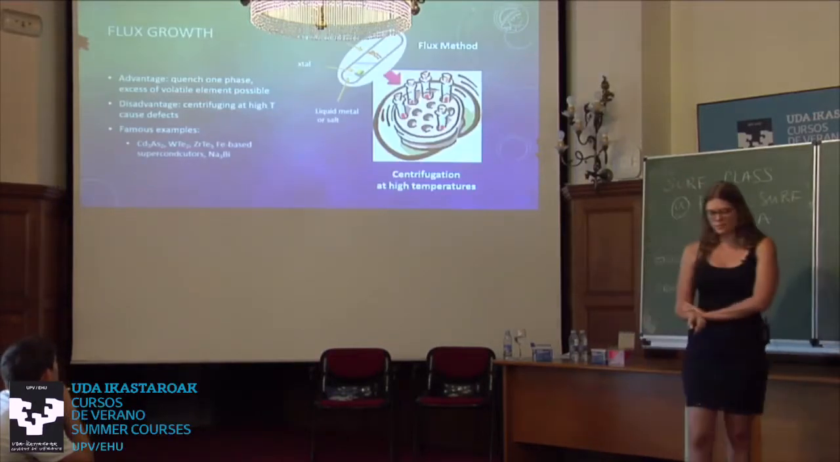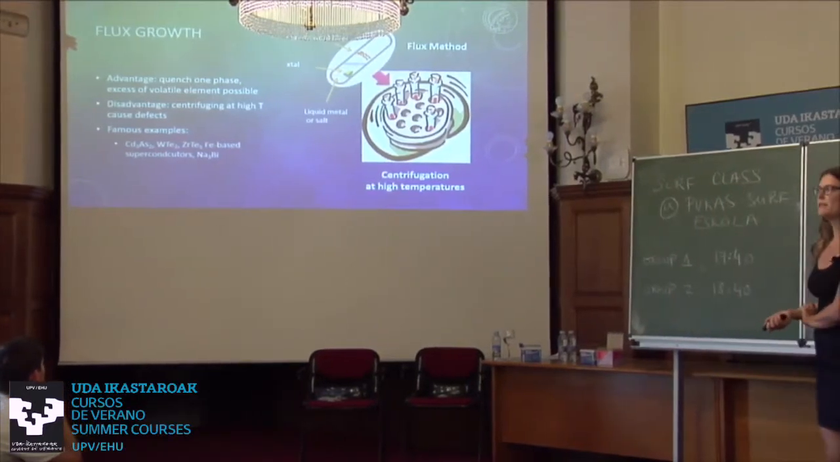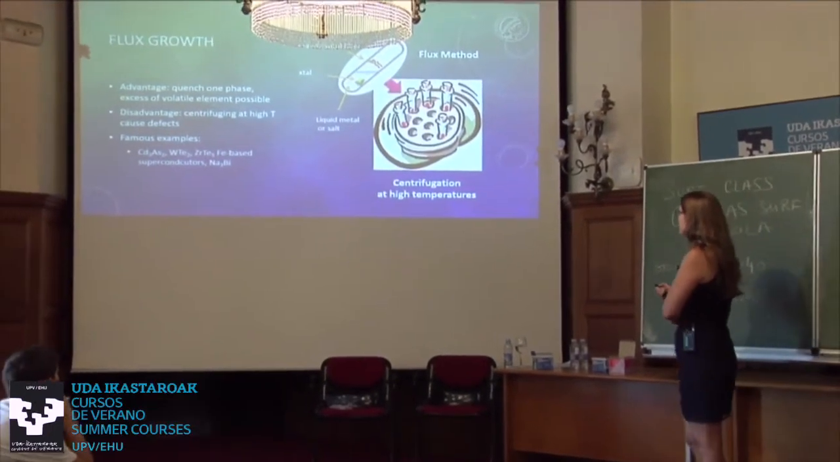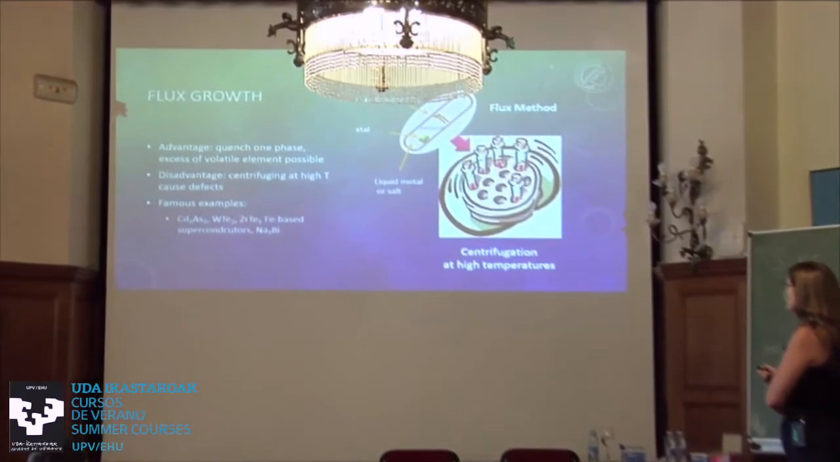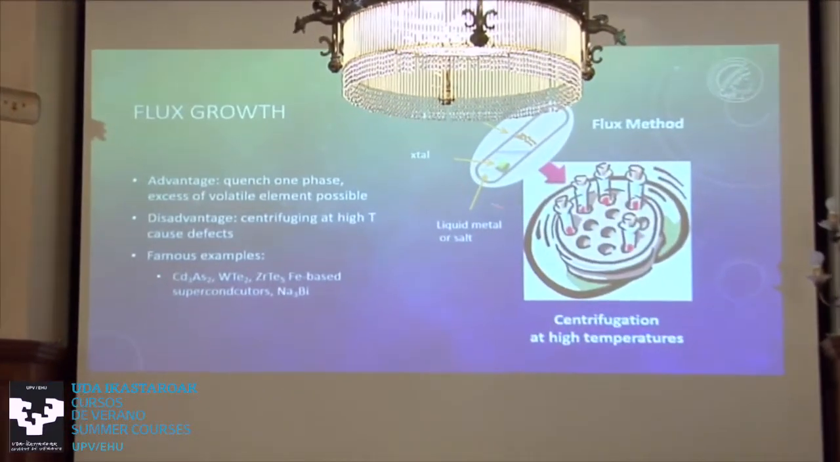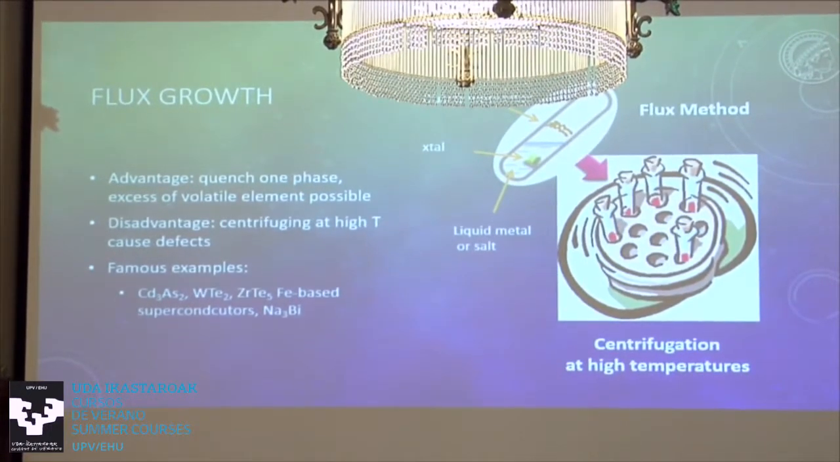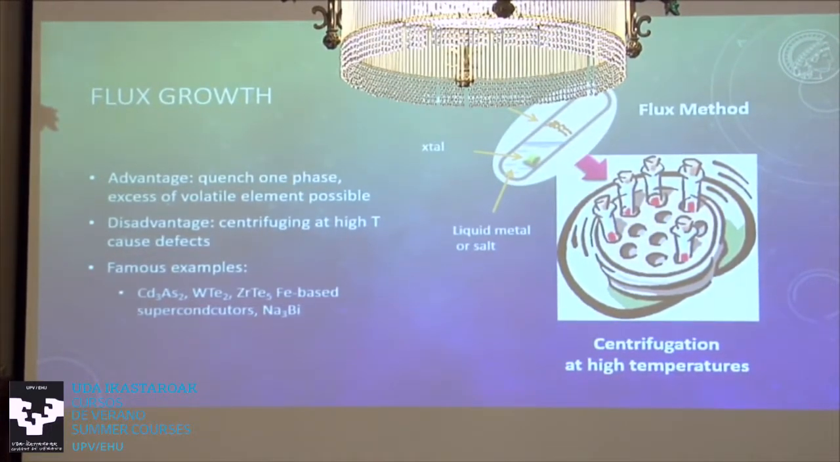Okay, so now I mentioned the flux growth method several times, and I want to explain how this actually works. So basically, it is a method where you have some liquid here, and this can be a molten element. So in tungsten ditelluride, that can be liquid tellurium. And you also have the compound you want to grow in there. So you have some tungsten dissolved in liquid tellurium, but much more tellurium excess.